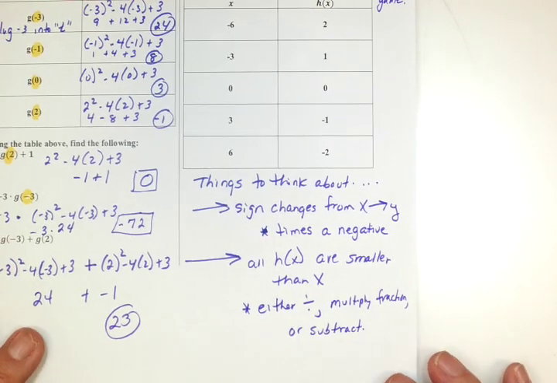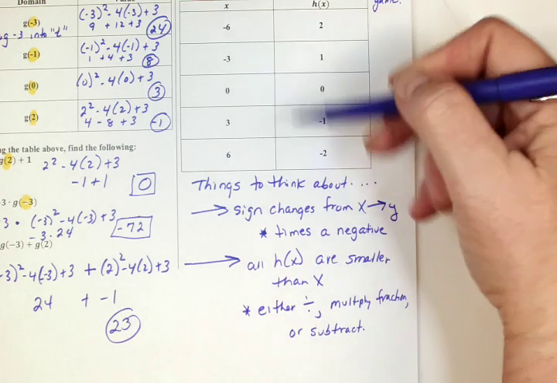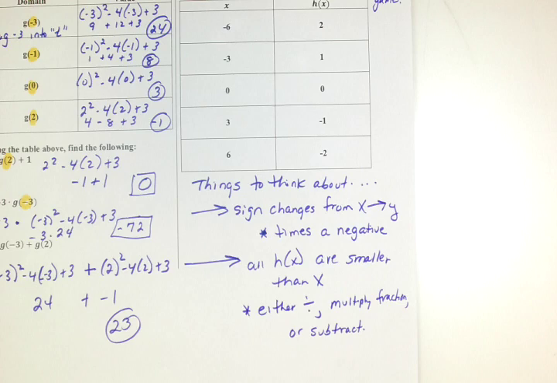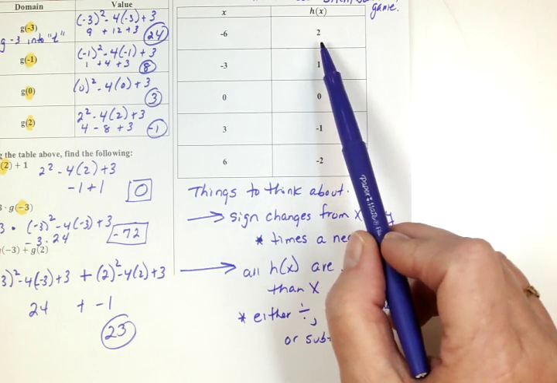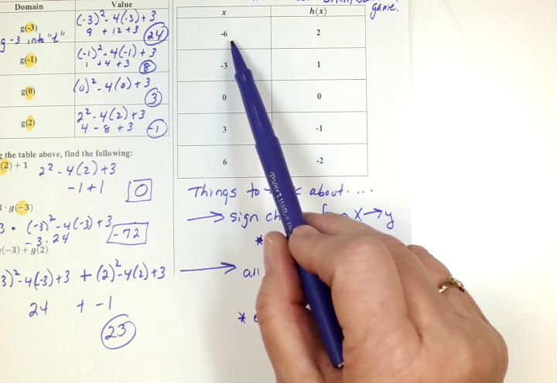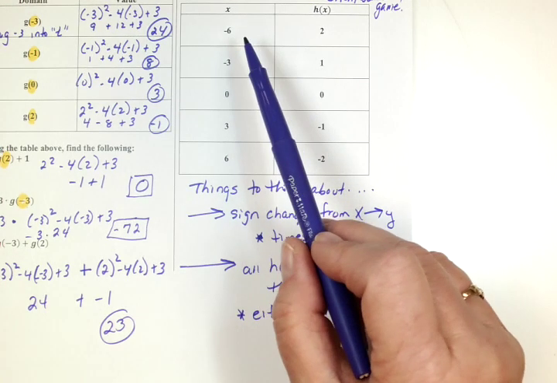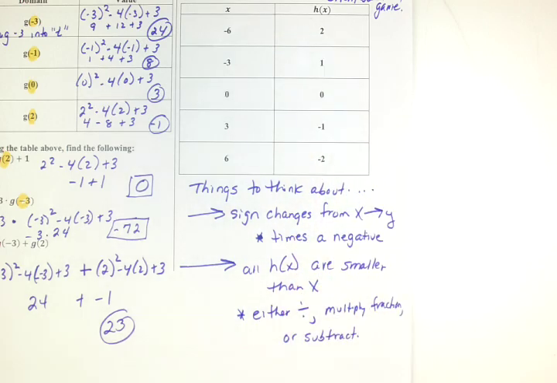So, thinking about those things, how do I find out what my answer is? Some of you guys are throwing out 4. If I add 4, negative 6 plus 4, that doesn't give me 2. If I subtract 4, negative 6 minus 4, that doesn't give me 2.